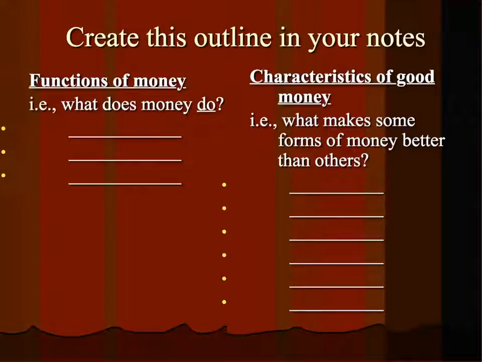So this lesson we're going to talk about money. Pause the video here and copy this down into your notes. There are going to be 3 functions of money, what does money do, and then 6 characteristics of good money, or what makes some forms of money better than others. So go ahead and pause the video here, copy this down, and then we can move on.